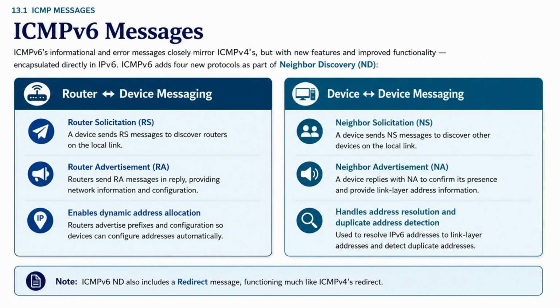ICMPv6 mirrors ICMPv4's core messages but adds 4 new neighbor discovery protocols shown in the 2 categories on screen. Router-to-device messaging, RS/RA, enabling dynamic address allocation, and device-to-device messaging, NS/NA, handling address resolution and duplicate detection. Also mention, ICMPv6-ND includes a redirect message, functioning similarly to ICMPv4's redirect.